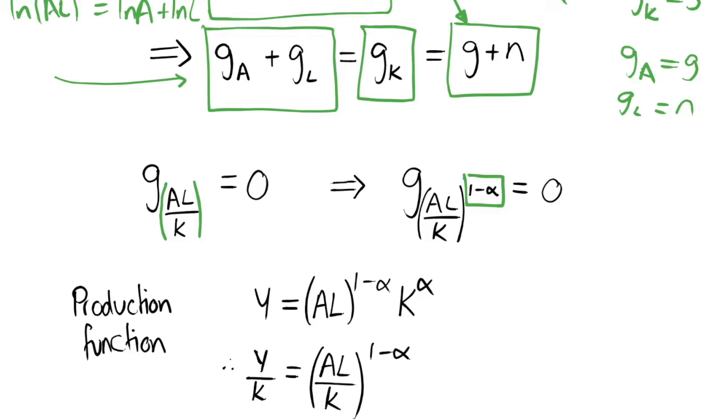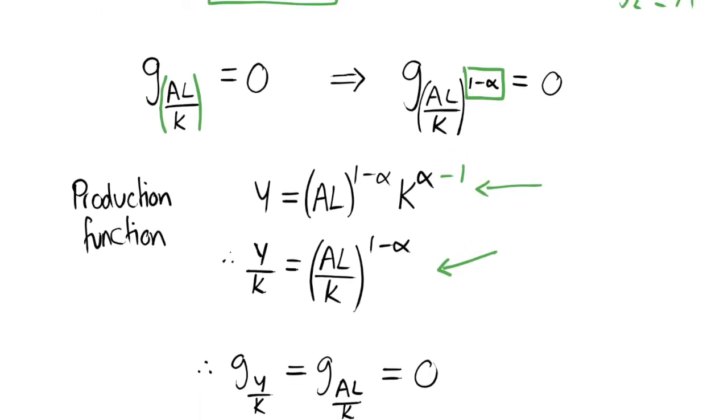So remember that we defined our production function to be AL to the power 1 minus alpha multiplied by K to the alpha, and we can divide through by K to get Y over K. Why we do this will be clear in just a second, but if we divide through by K, we will notice that this K goes to the alpha minus 1, and then we can just write this term like so. Y over K is equal to AL over K all to the power of 1 minus alpha.